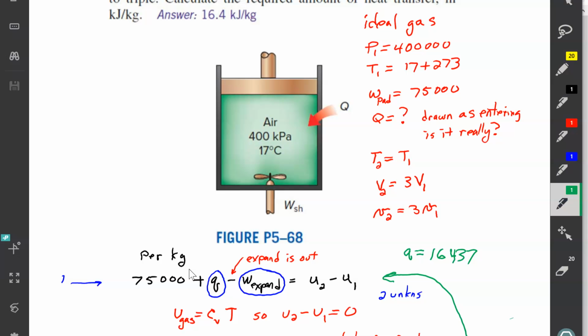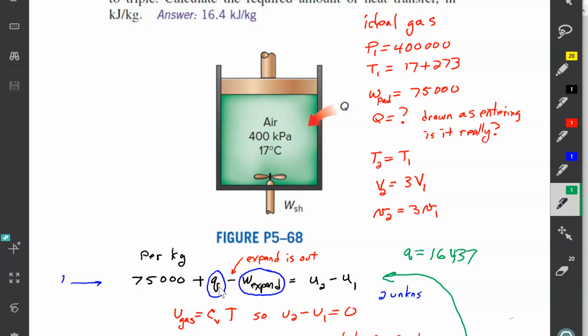I'm writing this per kilogram, and so I'm writing it as little q. The total amount that goes in would be little q times the mass that's in there. So depending on what you want to do, I'm writing it per kilogram. All right, so that's little q. The arrow shows it going in, so I put it in as positive. Now, when I solve for q, if I get a positive number, that's correct. It's going in like I thought.